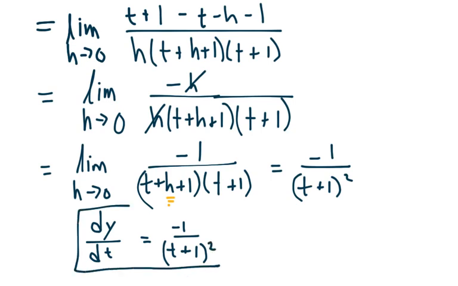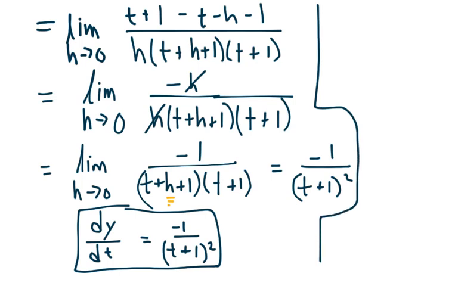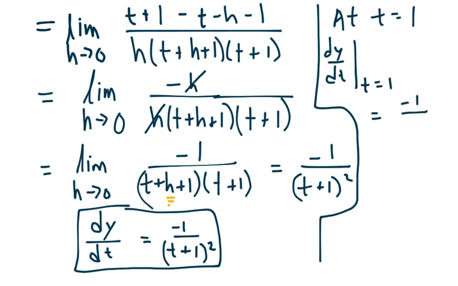Okay, so there's our derivative. So the second part of this was asking us to evaluate the derivative at t equal to 1. So I'm going to add that in here on the side. So at t equal to 1, dy dt evaluated at t equal to 1 is going to equal minus 1 over, well, if t is 1, we'd have 2 squared, which is 4. So this tells us that the slope of the function at 1 is negative 1/4.